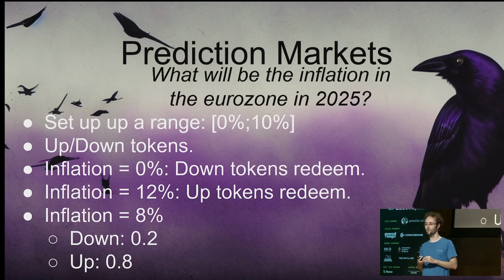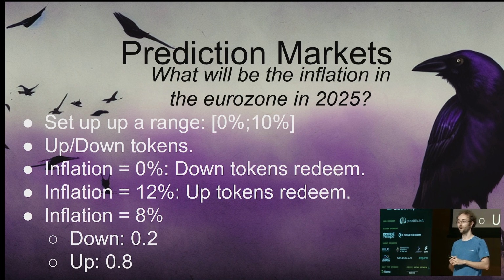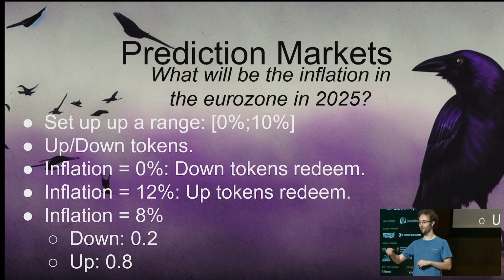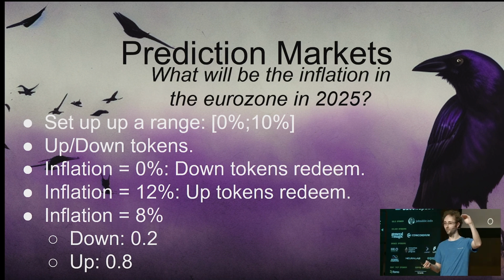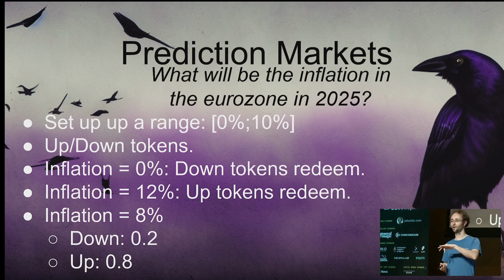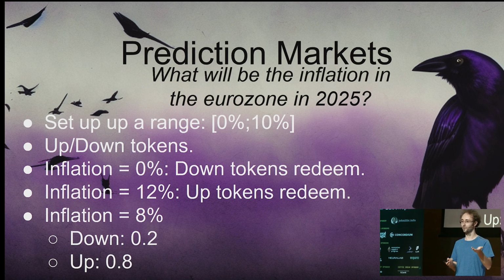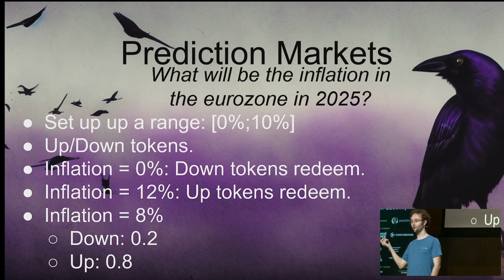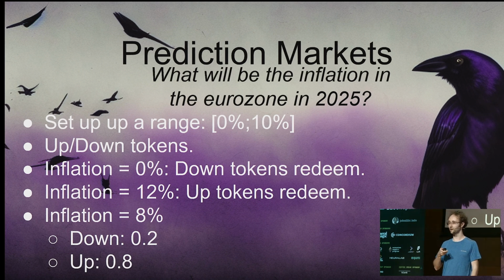We can also try to estimate values instead of just outcomes. So for the inflation, we can ask what will be the inflation in 2025, and we can set up a range, for example, from 0 to 10%. Now we can also put in a DAI, and we will get one up token and one down token. So if the inflation is at the lower bound or lower, so here 0 or less, deflation, the down token will redeem. If it's higher than the upper bound, so in this case 12%, which is higher than the 10% upper bound, the up token will redeem.